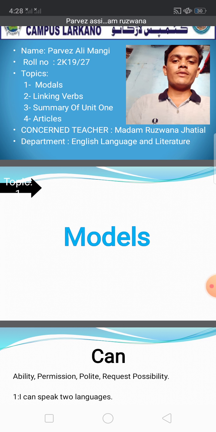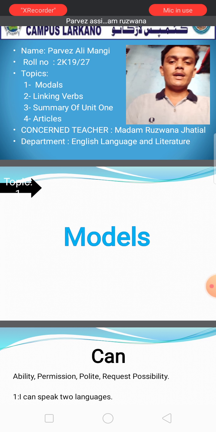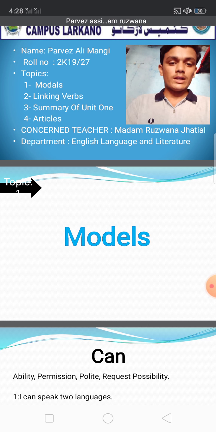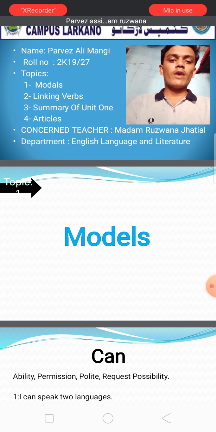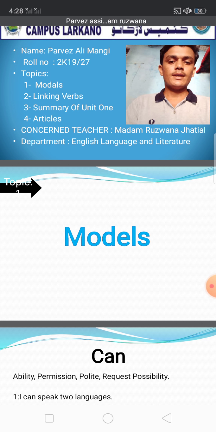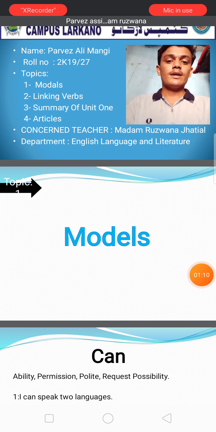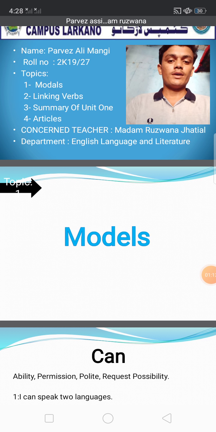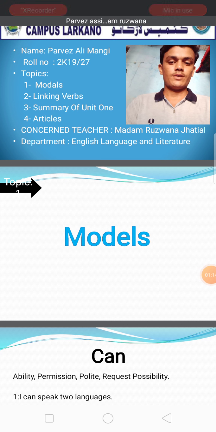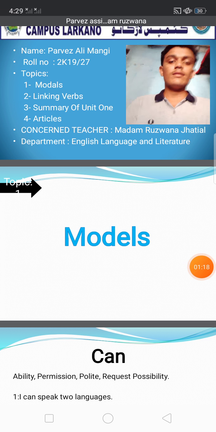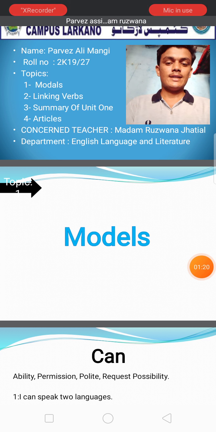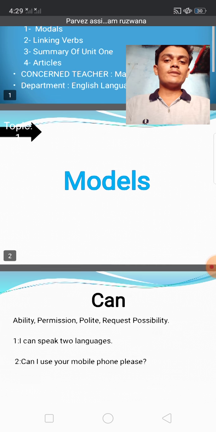There are 4 topics. Number 1 is modals. Number 2, linking verbs. Number 3, summary of Unit 1, which is the first topic of our syllabus. Number 4 is articles. First of all, what are modals?